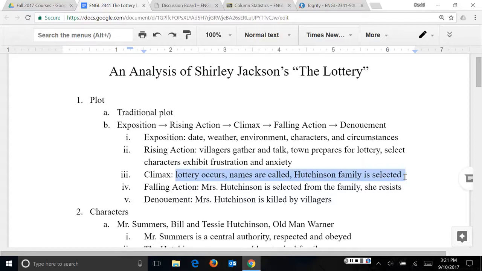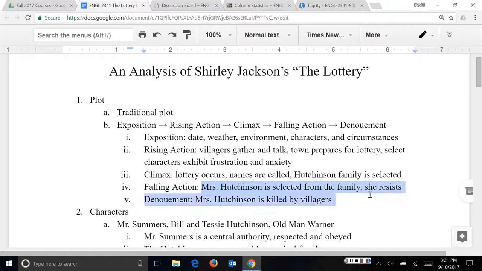Everyone's unsure of their fate. But essentially their fate is set. There is no way of moving. And that's a good way to think about climax, too, that it's the point of no return. It's the point of no return where actions have already been decided and there's nothing to be done about it. So everything after that is presumably falling action.